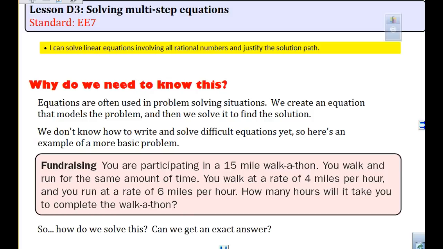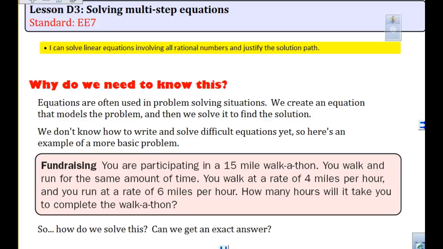We don't know how to write and solve difficult equations yet, so here's an example of the more basic ones. And some of these equations, I will tell you, are so basic that you probably would not have to write an equation. But our standard for this unit is that you must write an equation and then solve it. And when we do the writing of the equation, it needs to have a variable in it. So you can't just go, in my head, I know that I take these two numbers and subtract it, or I take these two and multiply or divide or whatever operation. You need to put down and write the equation.